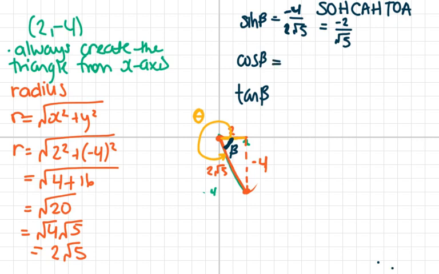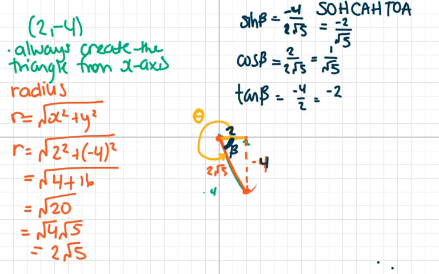Cos beta is adjacent over hypotenuse. So adjacent is 2 over the hypotenuse, 2√5. Now 2 divided by 2 is 1. So this is just 1 over √5. Tan beta is opposite over adjacent. So -4 over 2, which is -2. All right, so those are the three primary trig ratios for this triangle.